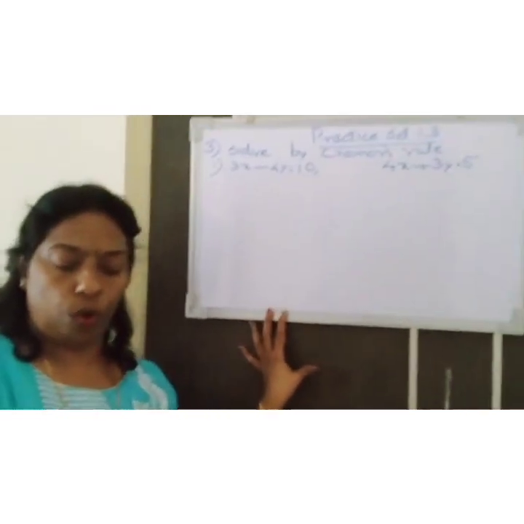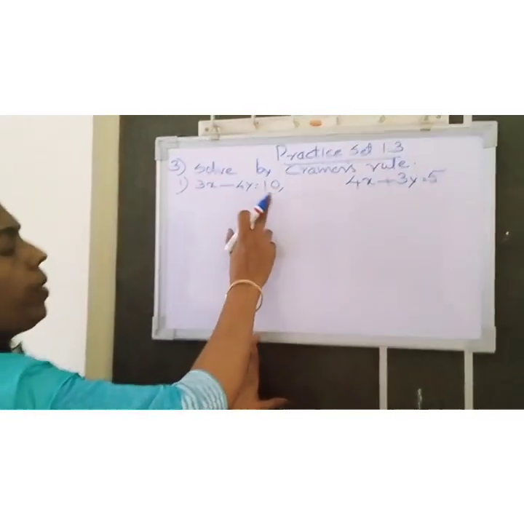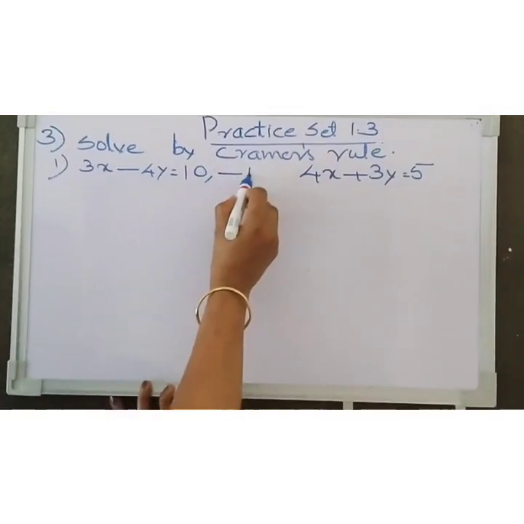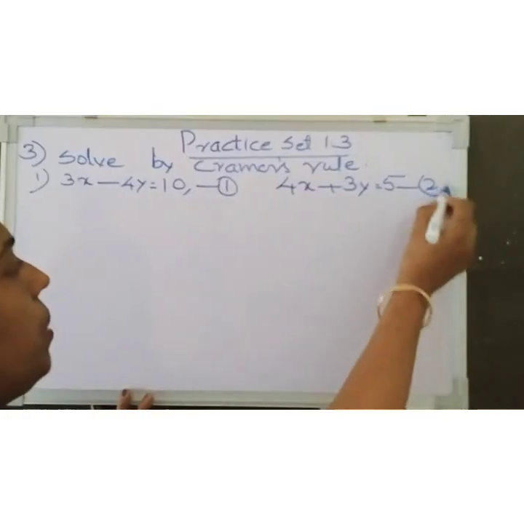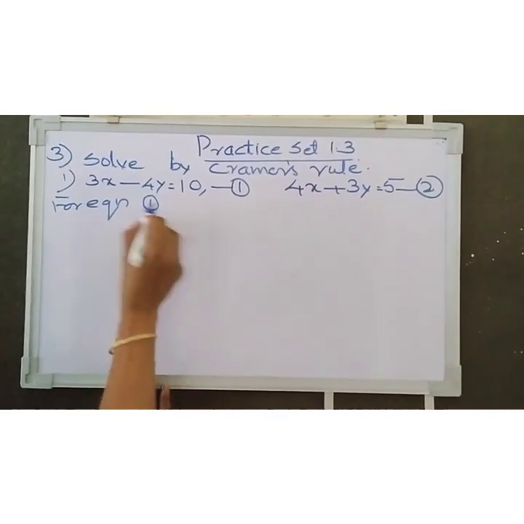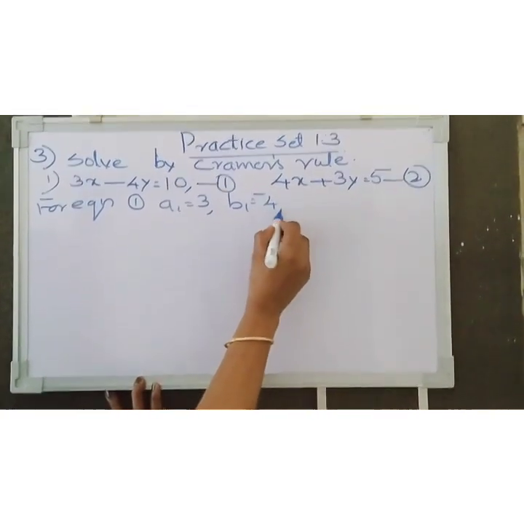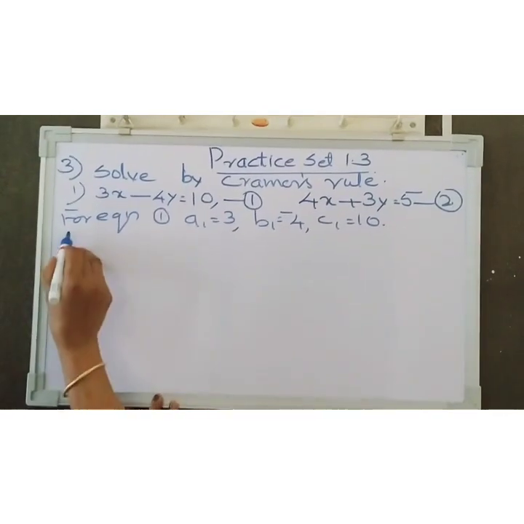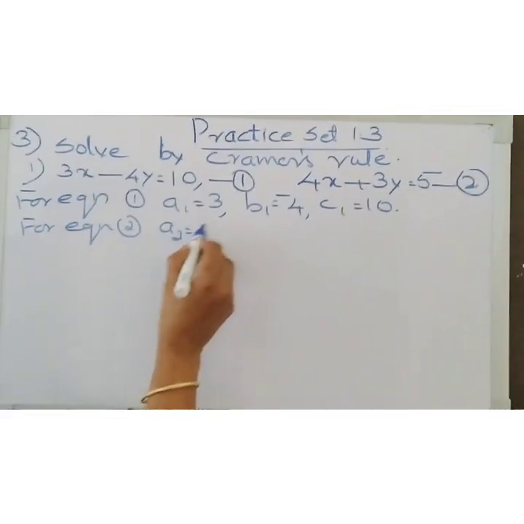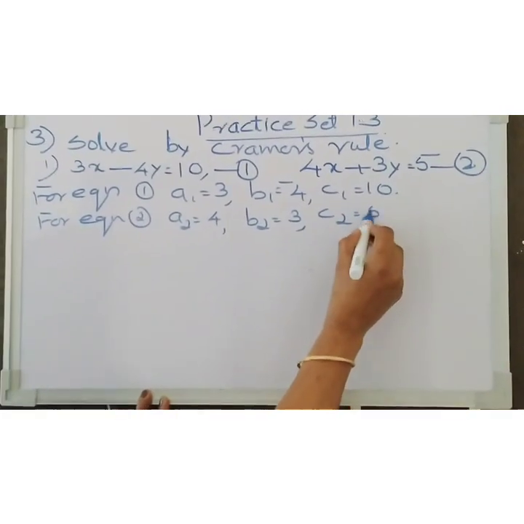Section 3. Solve the following simultaneous equations using Cramer's rule. First question: 3x minus 4y is equal to 10, and second, 4x plus 3y is equal to 5. First write this is equation number 1 and this is equation number 2. Therefore for equation 1, a1 equal to 3, b1 equal to negative 4, c1 equal to 10. For equation 2, a2 equal to 4, b2 is 3, c2 equal to 5.